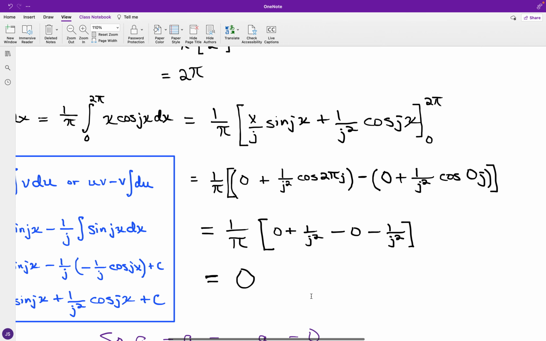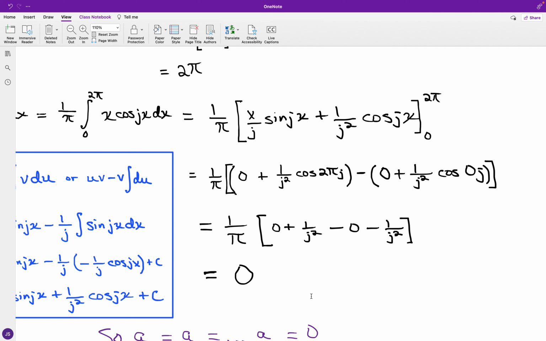And so we have in the setup, at 2 pi radians, sine is going to be 0 and cosine is going to be 1. So right now we got 1 over pi times the quantity. And with the upper limit at 2 pi, we got 0 plus 1 over j squared. Any natural number multiple of 2 pi is going to have cosine equal to 1. So we come out to 1 over j squared.